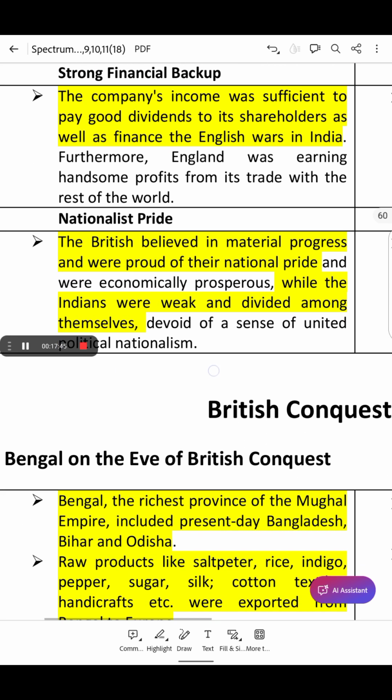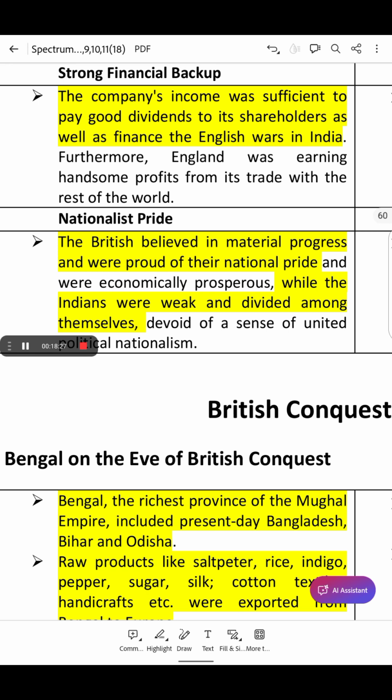The next topic is strong financial backup. Understand that any war requires a lot of funds, and the British East India Company was earning good money to pay good profits to its investors and was able to fund wars in India. England was also making a lot of money from trade with other countries, which added to their wealth. And the whole British nation was united and proud of their strong economy and power.